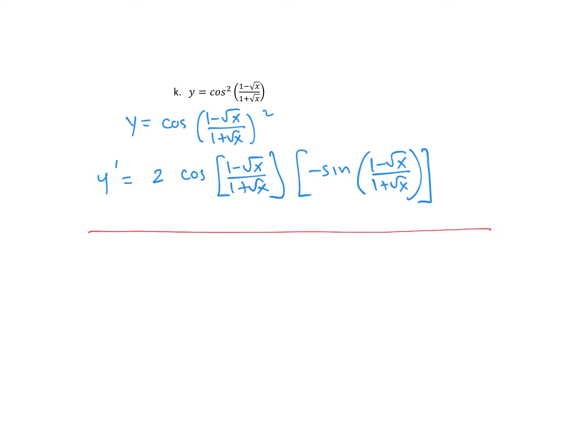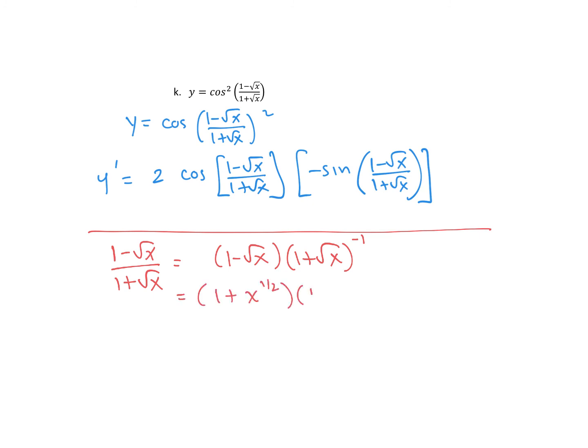So I want to take the derivative of 1 minus root x over 1 plus root x. And instead of doing the quotient rule, I'm going to do the product rule. So I'm going to make this a negative 1, and change the root x to x to the 1/2. Okay, so if y equals this, let's find y prime. So we're going to use the product rule.